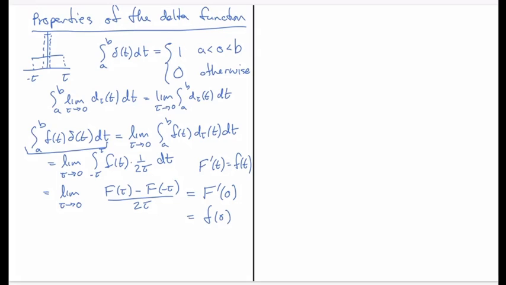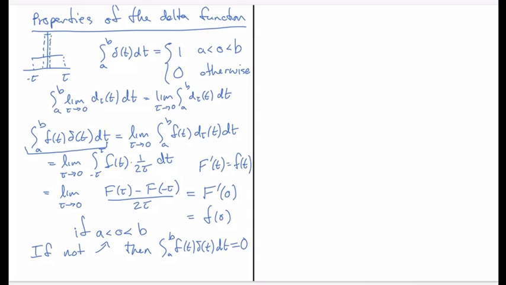Oh, and now this was only true if a is less than 0 is less than b. If not this, if a and b are both negative, then the integral from a to b of f of t delta of t dt is just equal to 0, because you miss the spike altogether in that case.